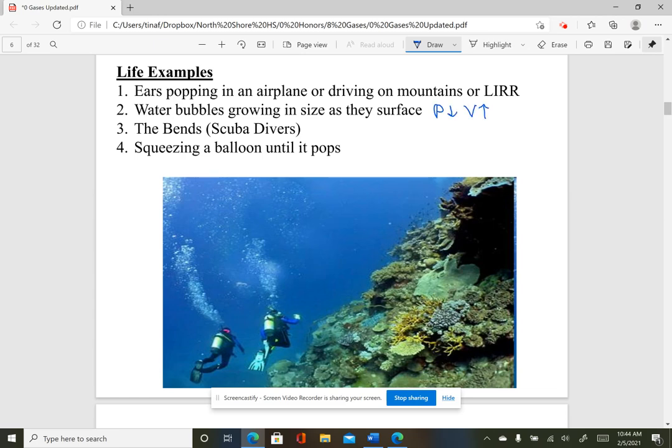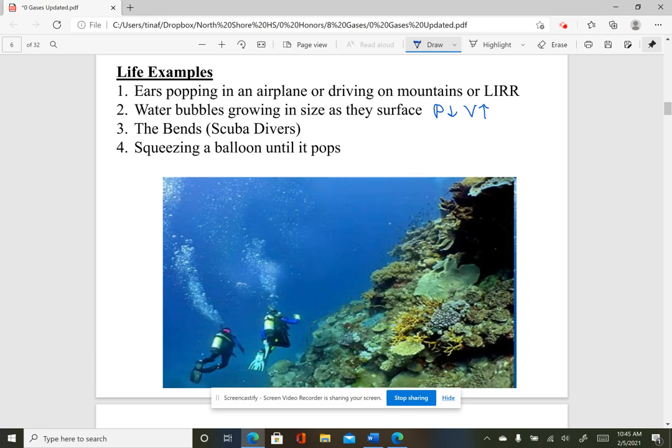Okay. So, this pressure and volume relationship goes on if you think about your ears popping when you're increasing or decreasing in elevation, whether you're on a plane or you're climbing mountains or going into a tunnel on the train. The bends is about the gas in your blood when you're scuba diving and you're changing how deep you are versus how close you are to the surface, or squeezing a balloon.